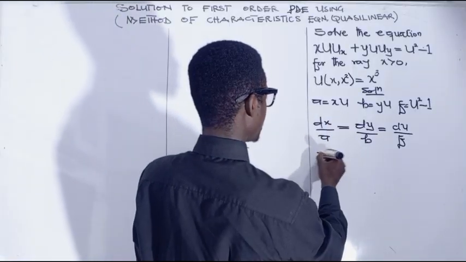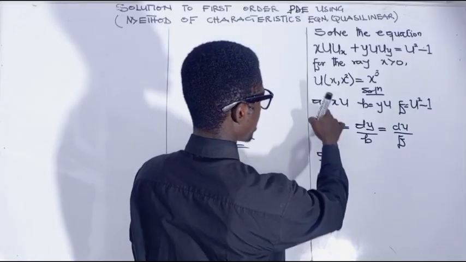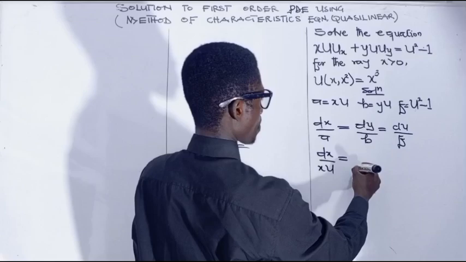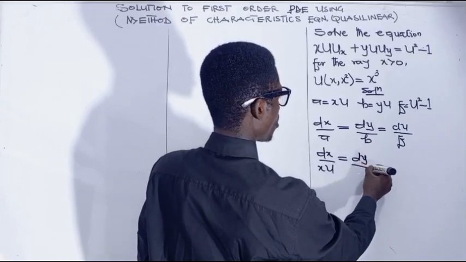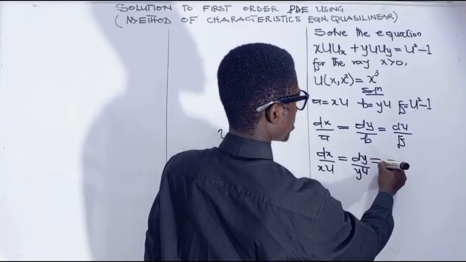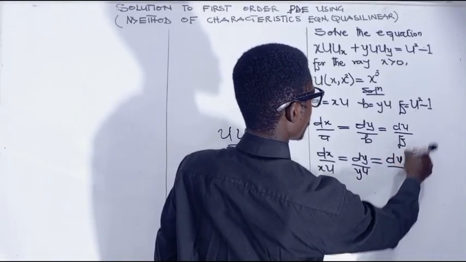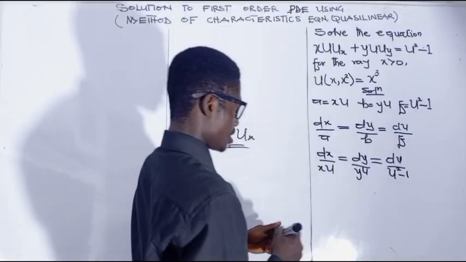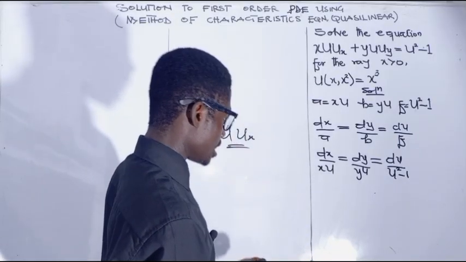So let's plug in. We are going to have dx over A, our A is x u, and this is equal to dy over B, and B is y u, and then we have du over u squared minus 1.